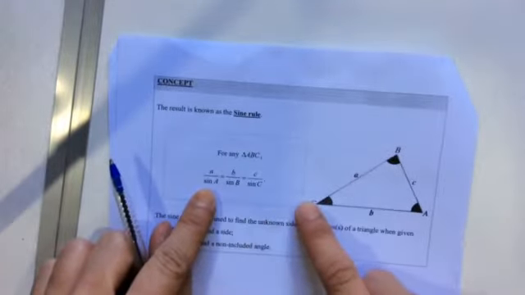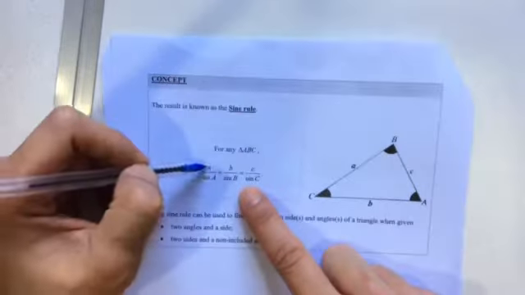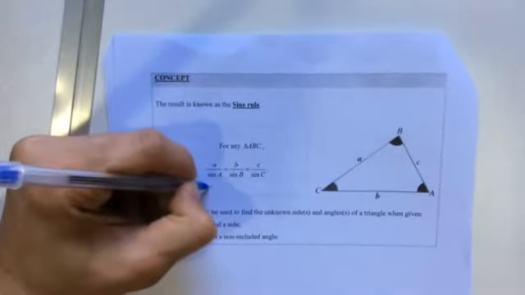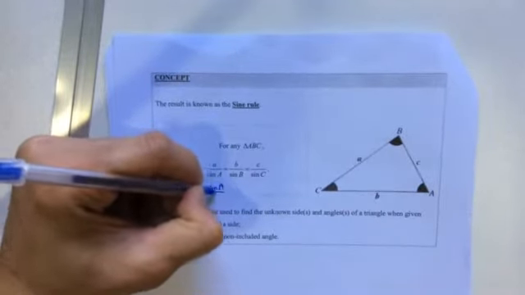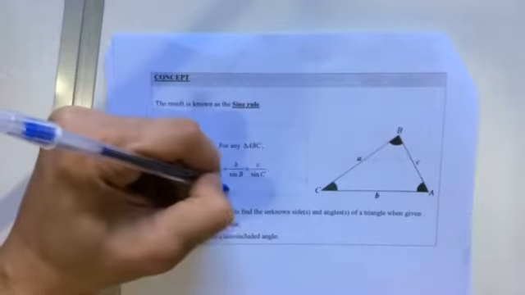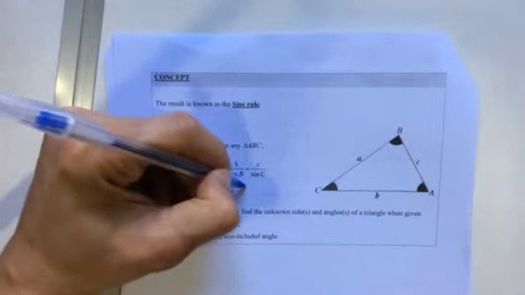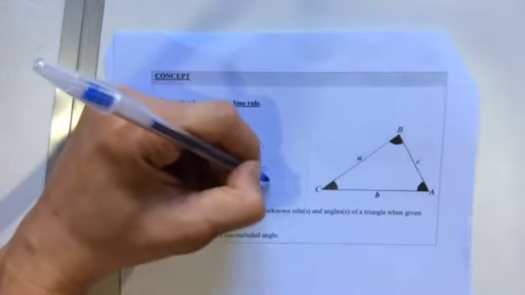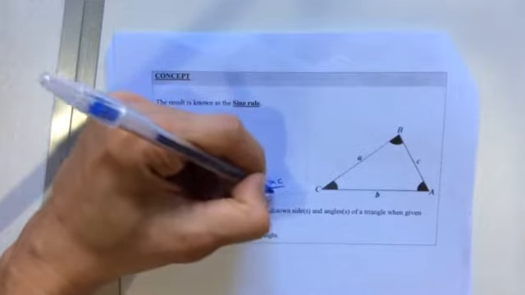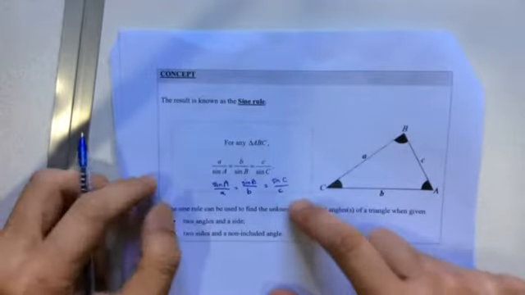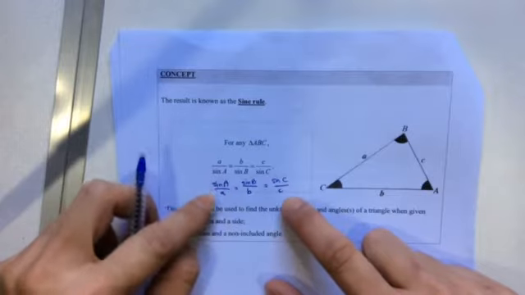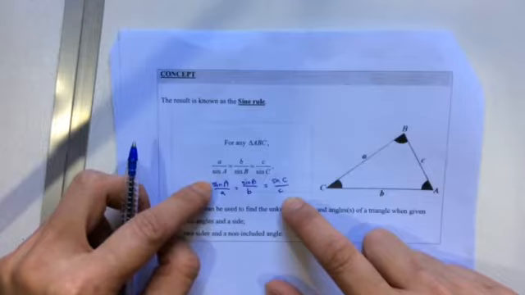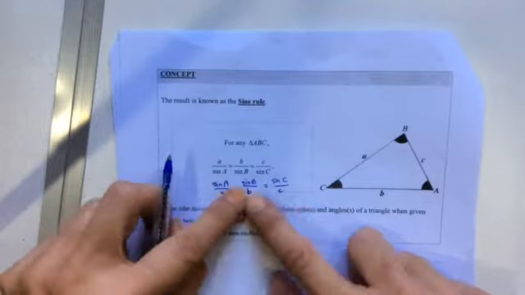And I want you to take note that we can actually flip the numerator and denominator and have a similar version of the sine rule. So I can have sine A over the side A equals sine B over the side B equals sine C over the side C. So these two equations here are actually equivalent. I'm just moving the denominator up to the numerator, and the numerator down, so they are all the same.